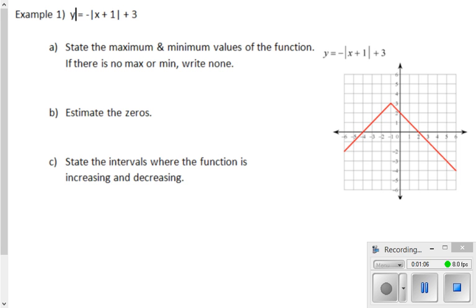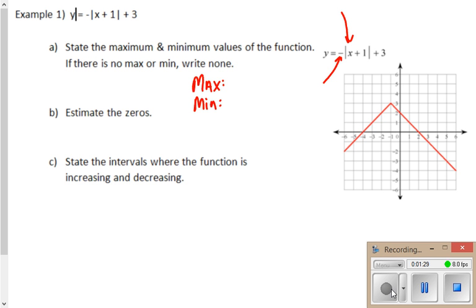So, first example, they want us to state the maximum and minimum of the given function. This function that we are dealing with is an absolute value function. The parent function is a V-shaped graph. Now x is inside the absolute value, and we see that it is negative, therefore that V shape is curved down. We need to state the max and the min.